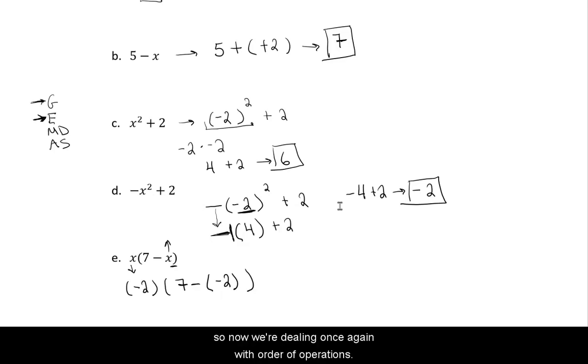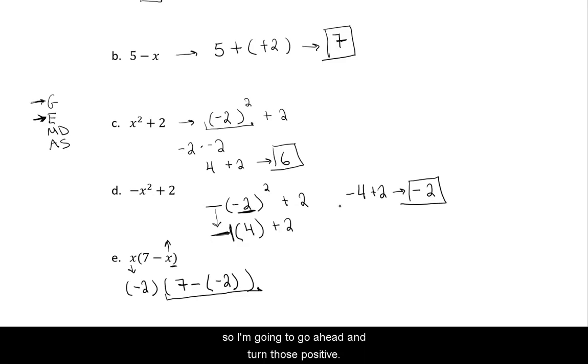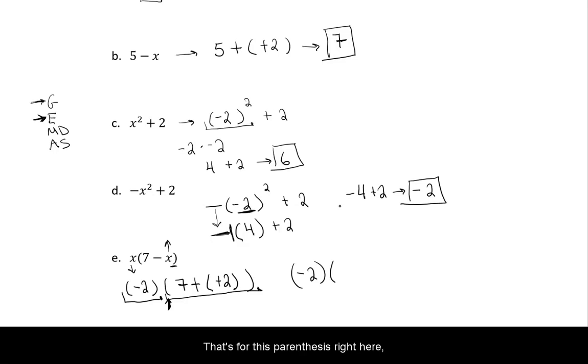So, okay, so now we're dealing once again with order of operations. So this time we do have grouping, right? We have these parentheses. Well, I see a double negative here. So I'm going to go ahead and turn those positive. Now I have negative 2. That's this one right here. I have parentheses. That's for this parenthesis right here. 7 plus 2, which is 9. And now I have 2 parentheses sitting next to each other, which is multiplication. So that gives me negative 18. And that is your final answer.